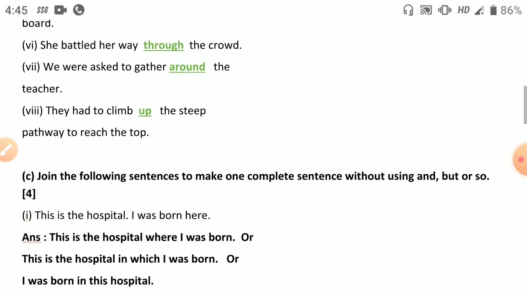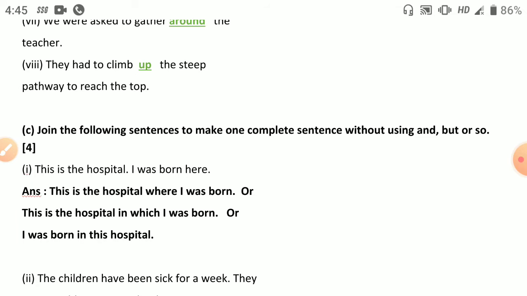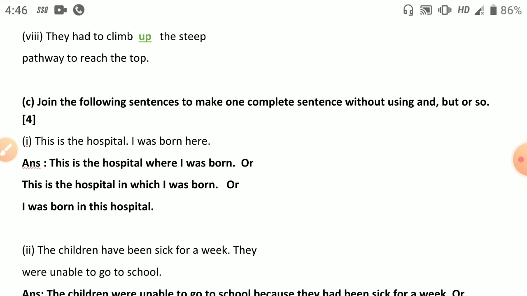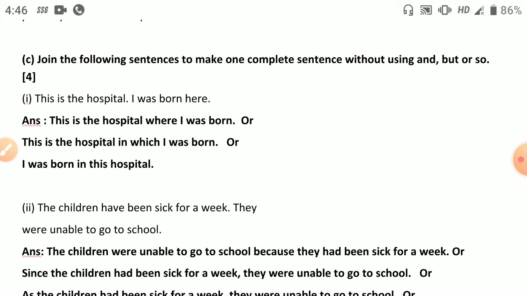Next one is the meaty part, that is joining the sentences without a coordinating conjunction like and, but, or so. So, this is the hospital. I was born here. This is the hospital, one sentence, and I was born here. So there are three ways we can write. This is the hospital where I was born. This is the hospital in which I was born. Or I was born in this hospital. That is also fine. The meaning of the original sentence should remain the same.